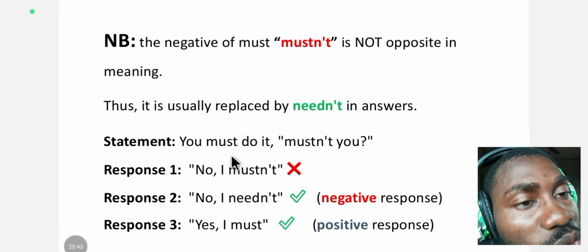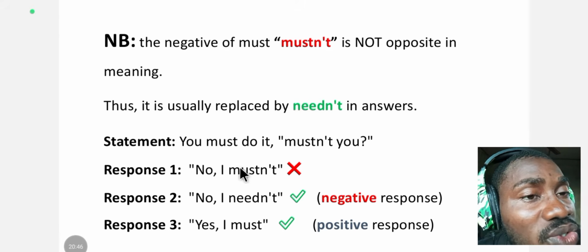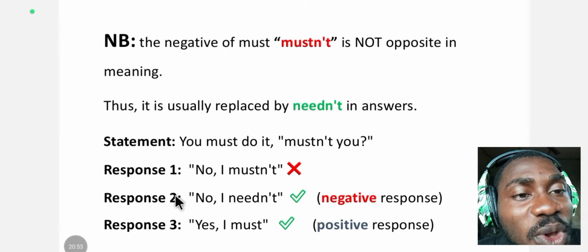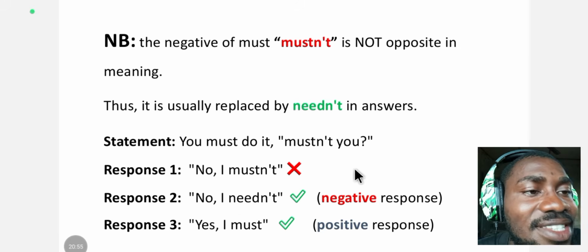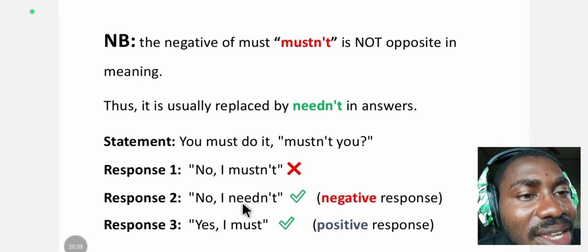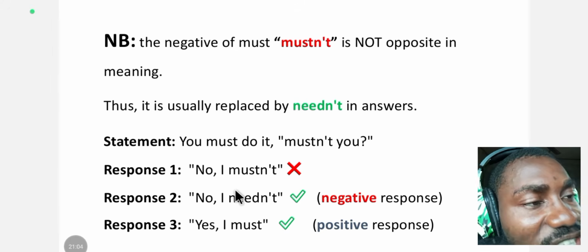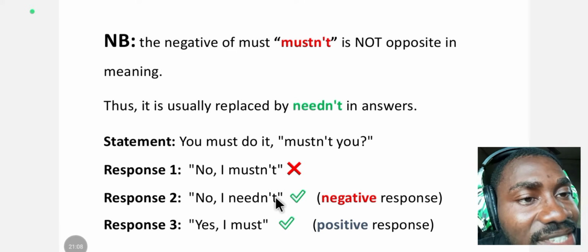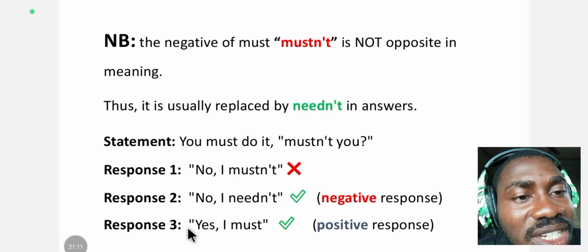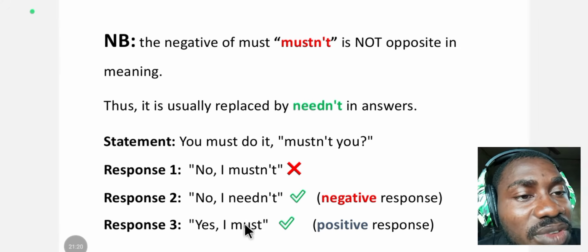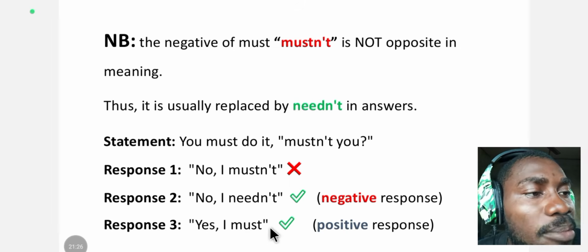So you are not supposed to use mustn't again, because it's a negative response, because mustn't is not negative in meaning. So response 2: no, I needn't. Correct. Negative response. Needn't is negative in meaning. So you are using no here, and you are using a negative response, because no is negative and needn't is negative in meaning. Response 3: yes, I must. Correct. Positive response. Yes is a positive word. Since it's a positive response, you give it a positive auxiliary verb, which is yes, I must. Correct.